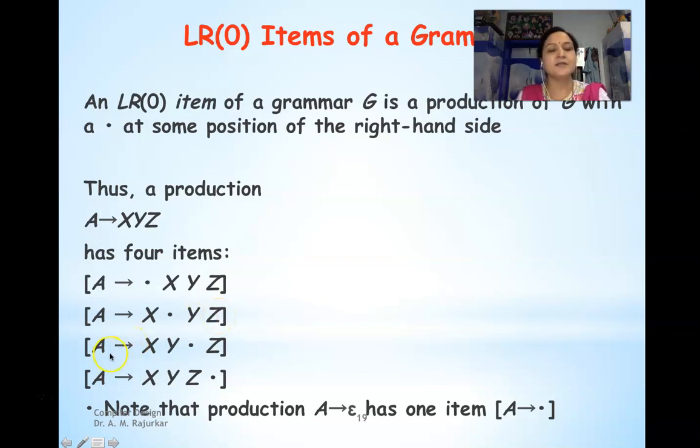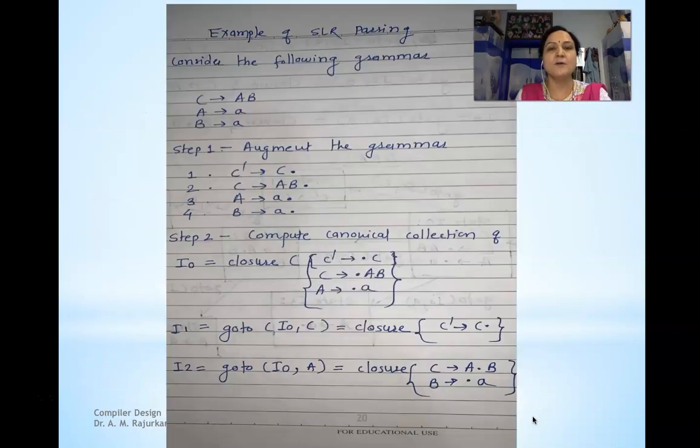The third possibility is A tends to XY dot Z. XY means both symbols are read by the parser, and dot Z means Z is yet to be read. And lastly, A tends to XYZ dot. In this case, it indicates that the whole production has been seen by the parser and we have completed reading the production. Note that if there is a production A tends to epsilon, it will lead to one item, that is A tends to dot, because epsilon means the empty string. So the dot indicates the empty string in the LR0 item.